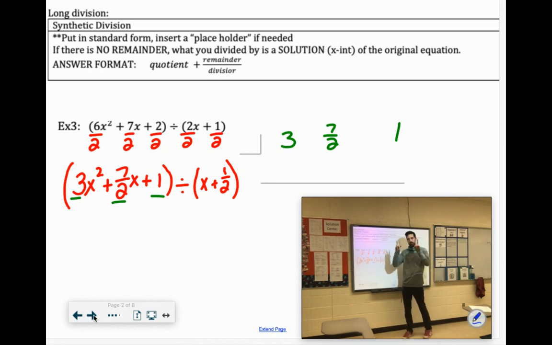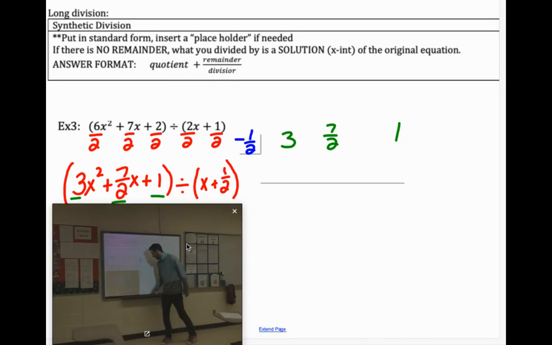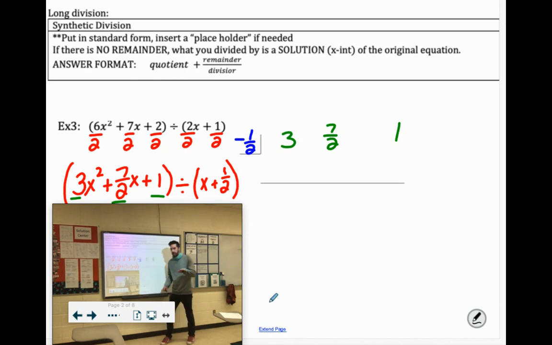Now we're going for zeros. So remember, if you were solving by factoring and it said x plus 1/2, you were like, oh, well the 0 is negative 1/2. So you're going to have to write that 0 right over here. So it's basically just the opposite. If it says plus 1/2, you write minus 1/2 over there. Okay, it's not too bad.